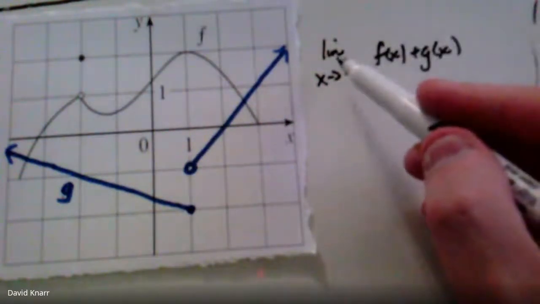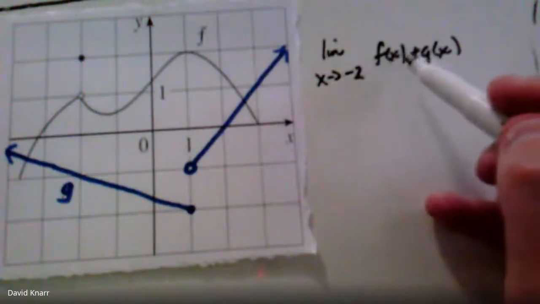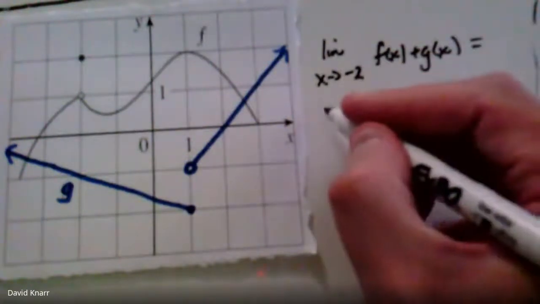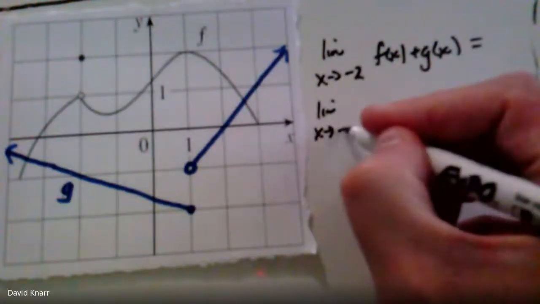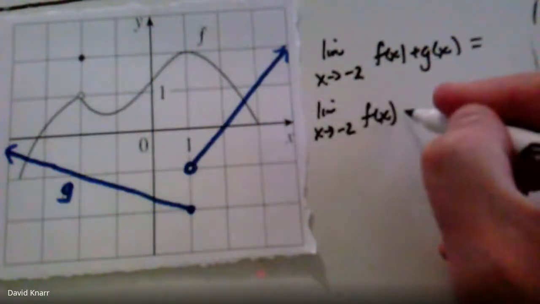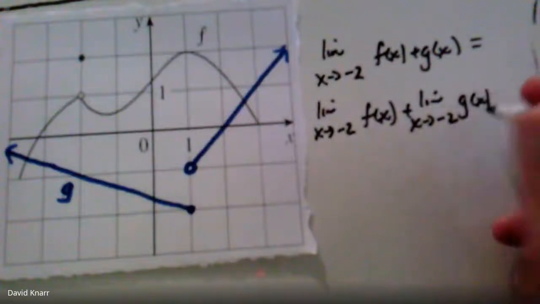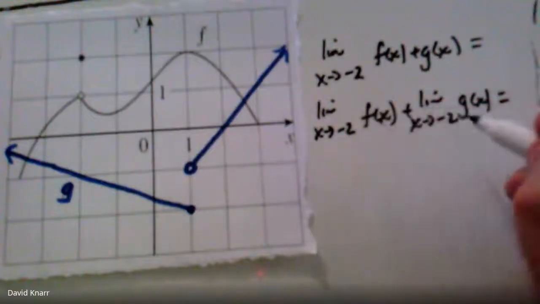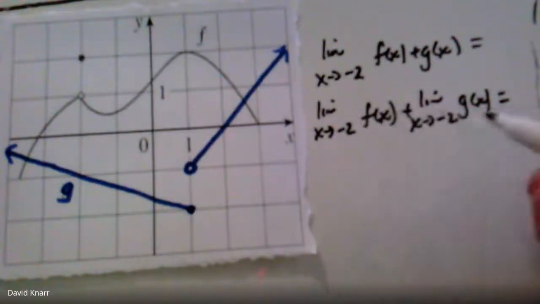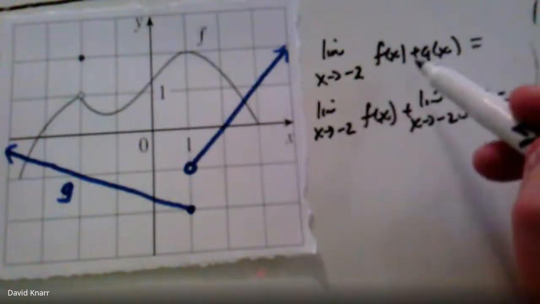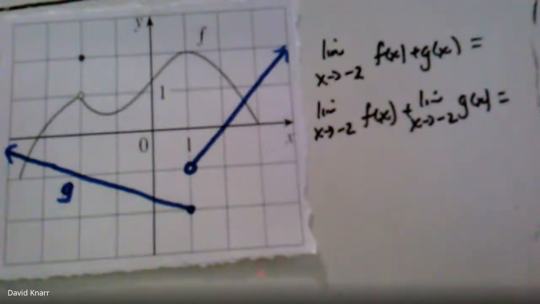I want you to calculate the limit as x goes to -2 of f of x plus g of x. By the limit laws, that equals the limit as x goes to -2 of f of x plus the limit as x approaches -2 of g of x. The first thing you need to be careful of is to make sure that both of these limits actually exist. If these limits don't exist on their own, the limit law that you just wrote doesn't work. What you've just written is false.